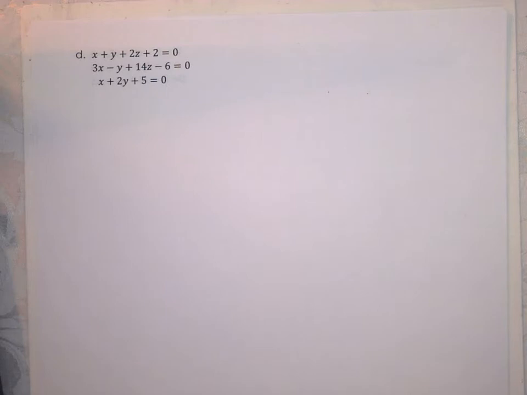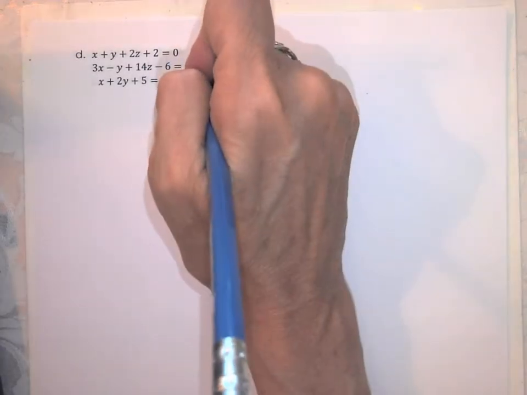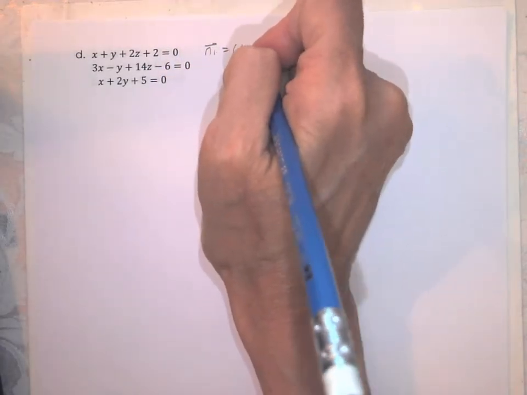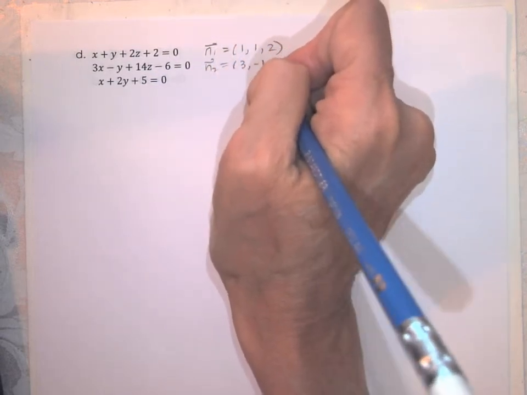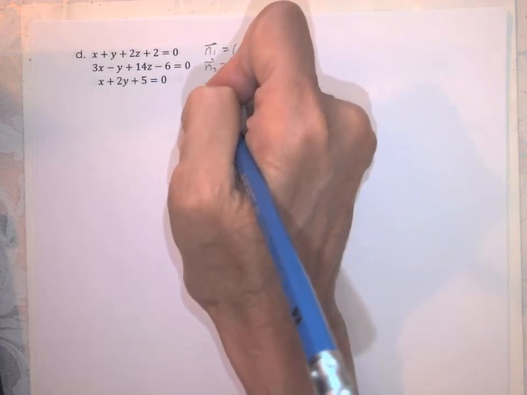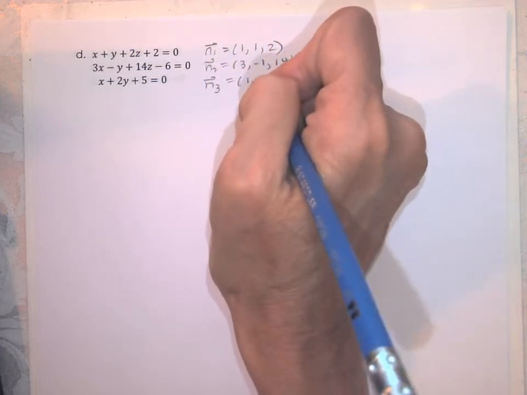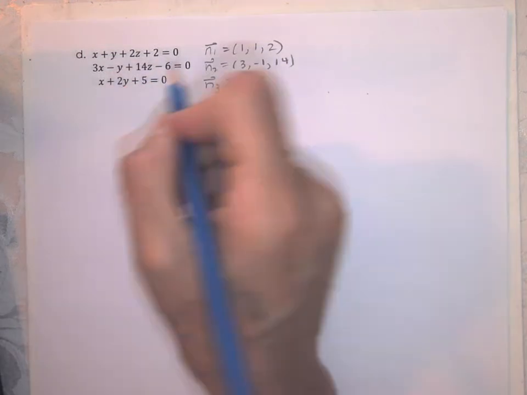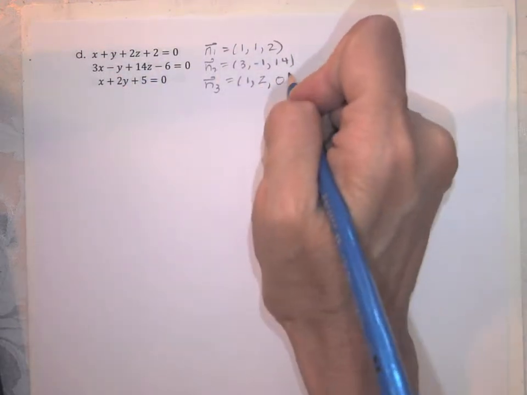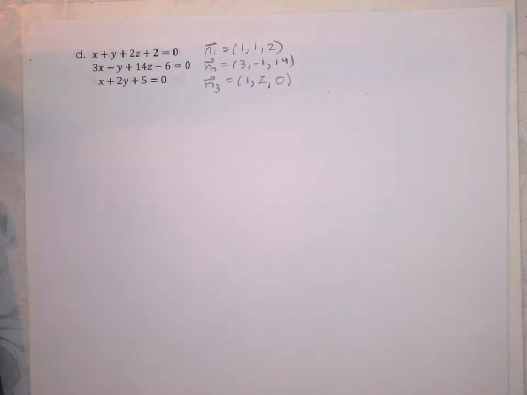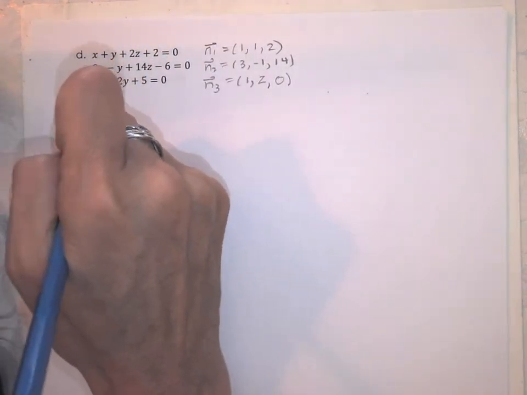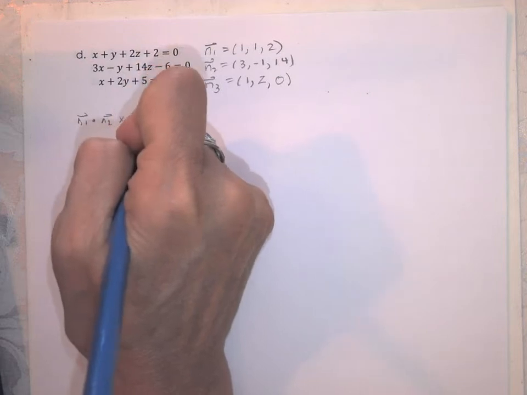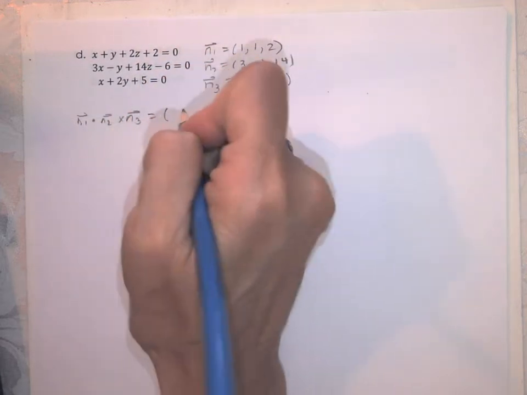All right, so now we're on to D, and we're going to start again with analyzing the normals. Careful here, there's no z, so that means the coefficient of z is 0. So those are my three normals, and I can see right away that there's no scalar multiples. So I'm going to check and see if the normals are coplanar. So n1 dot n2 cross n3 equals.